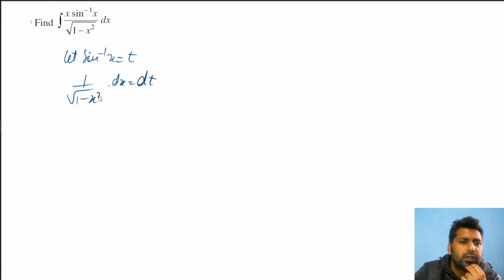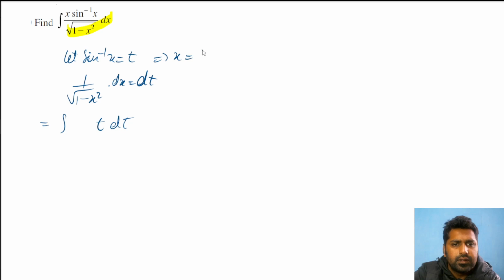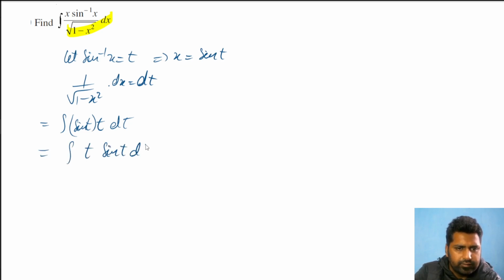Okay. This whole thing becomes dt. So your integration is actually sine inverse x is t. Now what is x? If sine inverse x is t, what is x? Sine t. So the question becomes sine t into t. So basically I'll write it like this: t sine t dt.